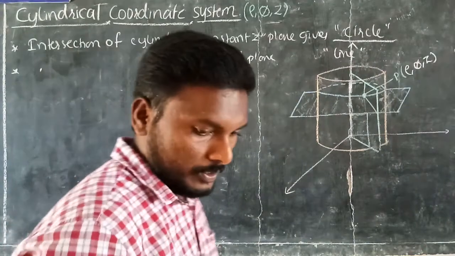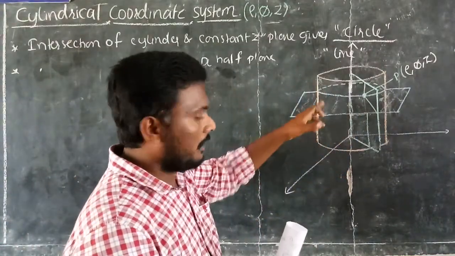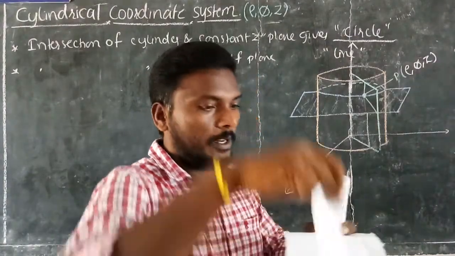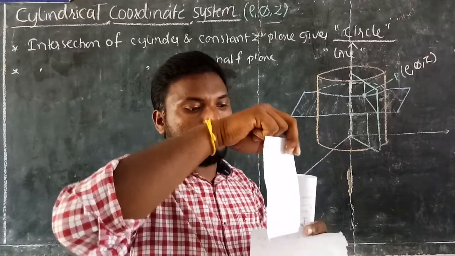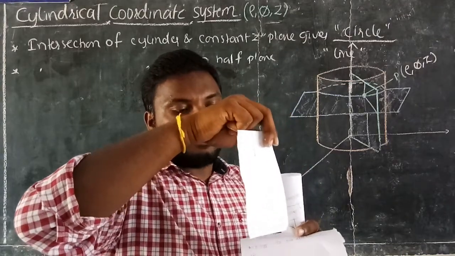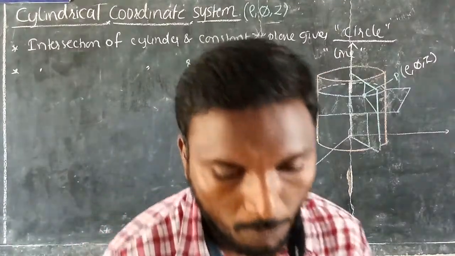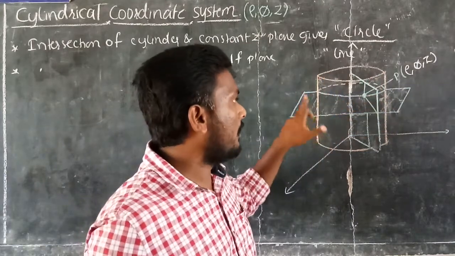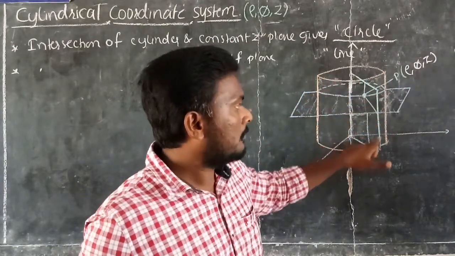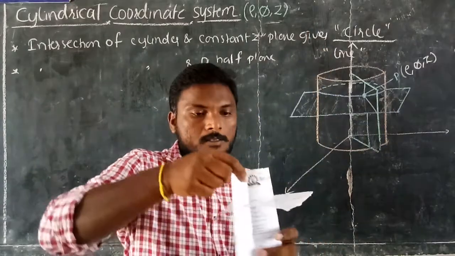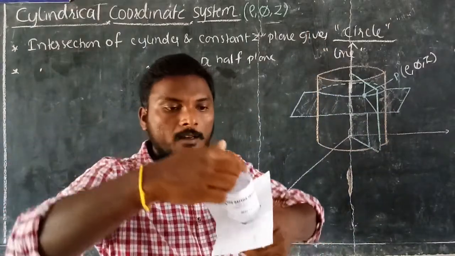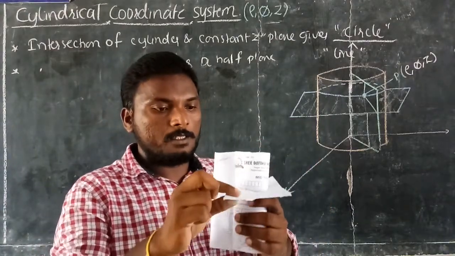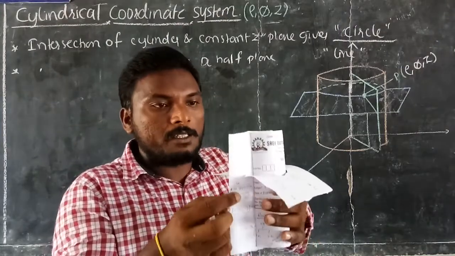Okay, now suppose you intersect a cylinder, a constant z plane and a half plane like this. What is the common portion which is formed by the three surfaces? It is a point like this. See, this is the intersection of three surfaces: a cylinder, a constant z plane, and a half plane. I have taken a cylinder like this, which has radius rho, a constant z plane, and a half plane. I am intersecting the three surfaces here.